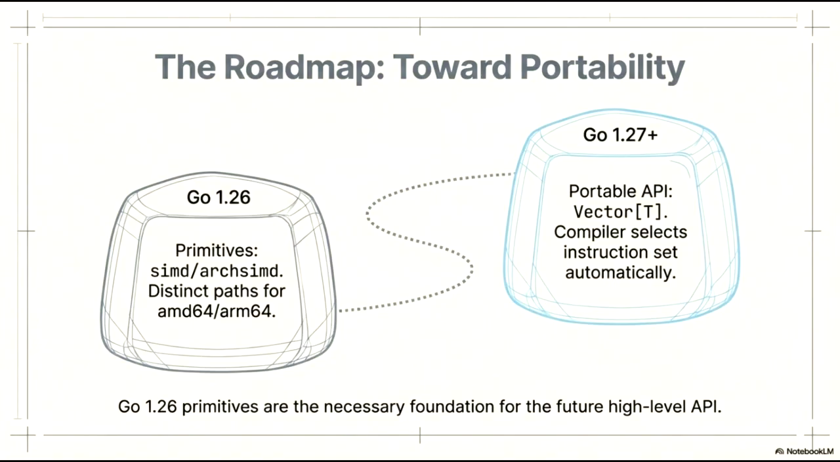Looking ahead to Go 1.27 and beyond, the goal is to introduce a portable API centered around the Vector[T] type. In this evolution, the compiler will handle the complexity of the hardware layer by automatically selecting the optimal instruction set for the target environment. This transition ensures that the foundational work being done now will eventually enable a more seamless and architecture-independent development experience.